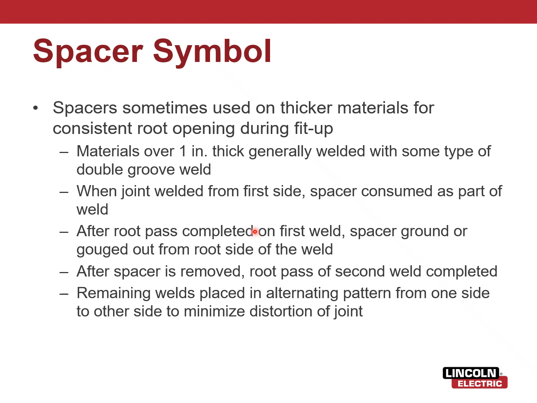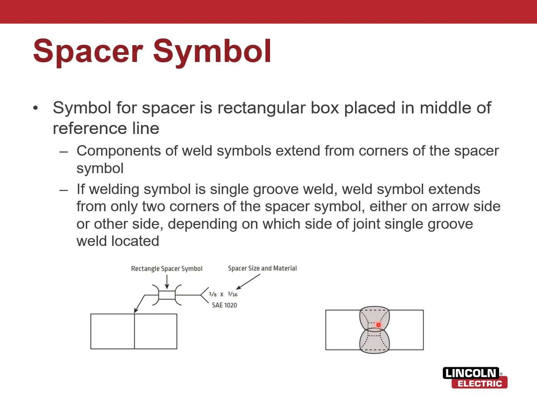Then we have spacers. Okay, so material over 1 inch thick is generally welded with some type of groove weld. When the joint is welded from the first side, the spacer is consumed. So there are consumable spacers and non-consumable spacers. A consumable spacer, imagine you're welding 20-foot beams together, parallel with each other. Okay, there's going to be a lot of distortion and warpage as you're going along. So those spacers, they'll be put inside those beams, and they will just get consumed with the weld.